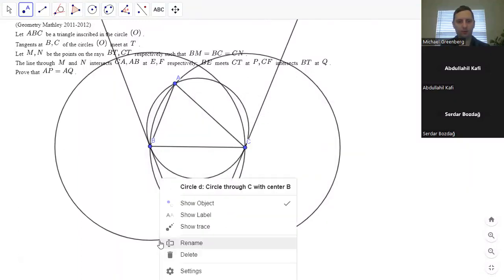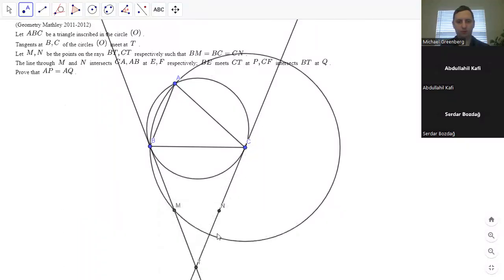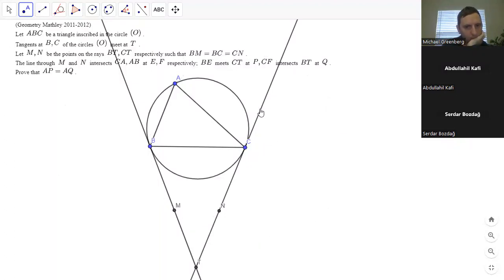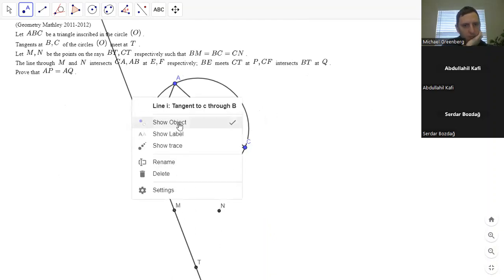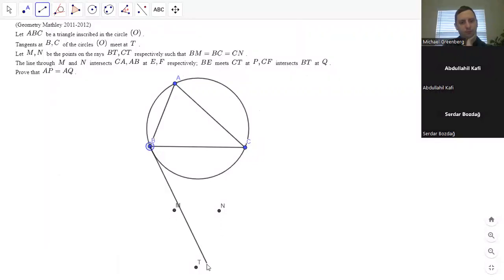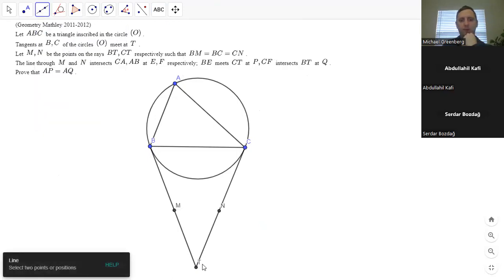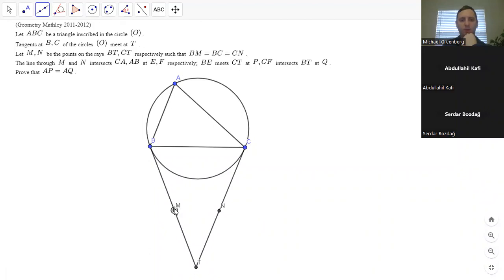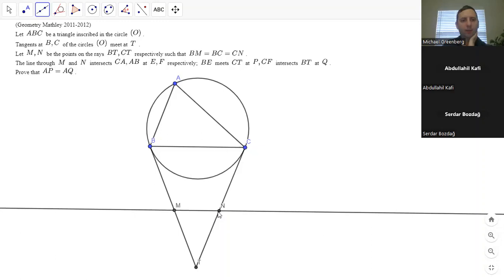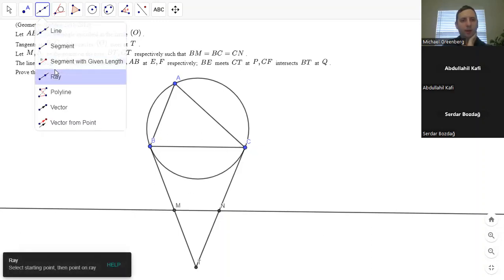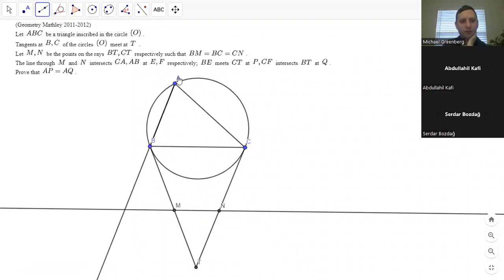I'm going to hide the circles. All right, obviously MN is parallel to BC, so I'll just draw that, the line through M and N. And that's basically the radical axis of T, the point circle T, and the circle through ABC, this line MN. It intersects CA and AB at E and F.